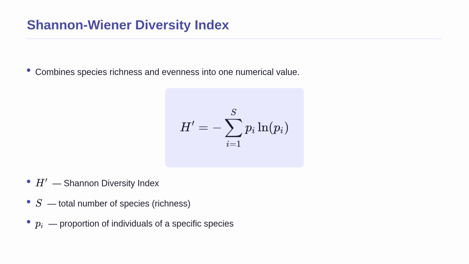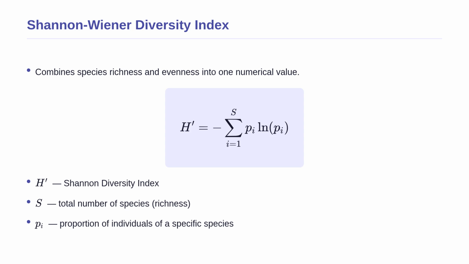To mathematically capture the essence of a community, ecologists frequently use the Shannon-Weiner Diversity Index. This formula is incredibly powerful because it combines both species richness and species evenness into a single numerical value. Let us break down the formula.